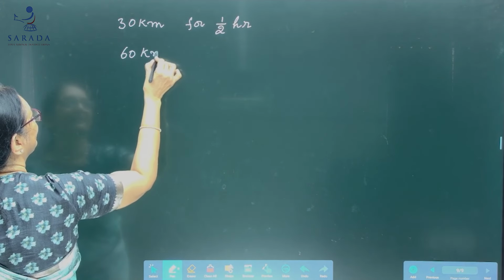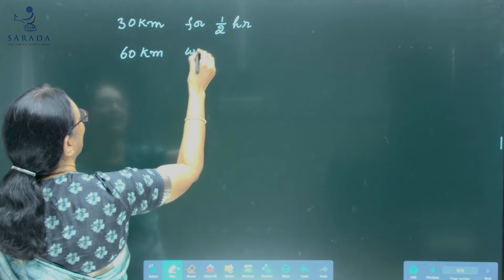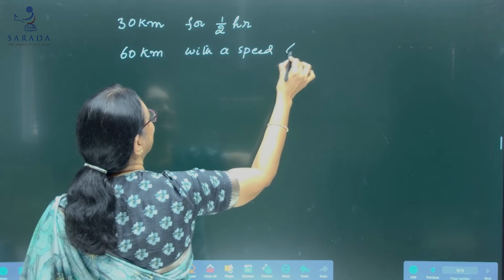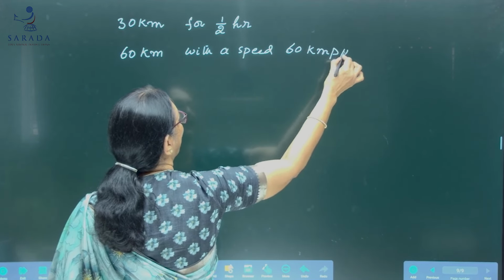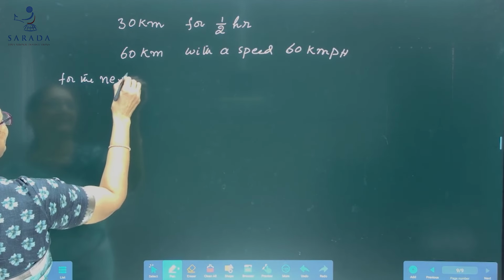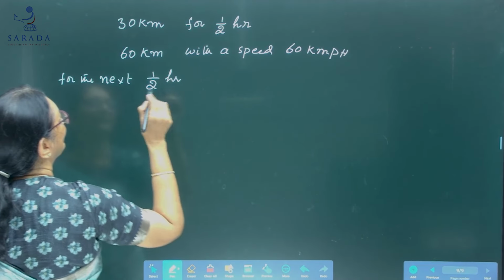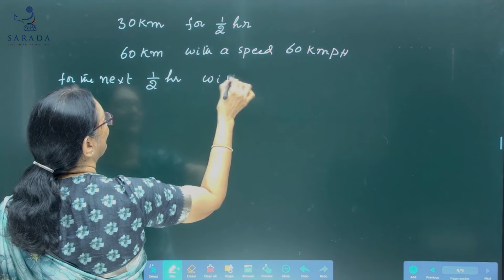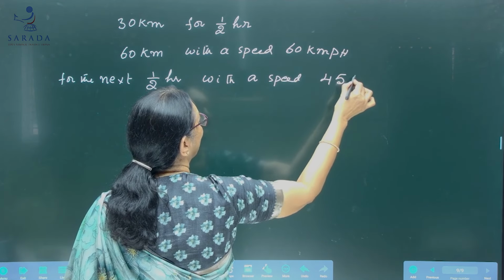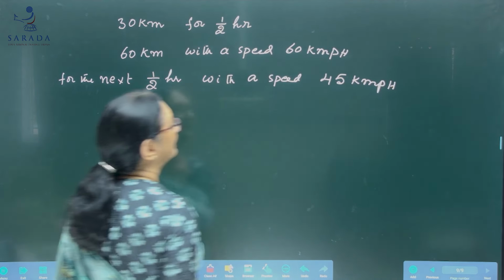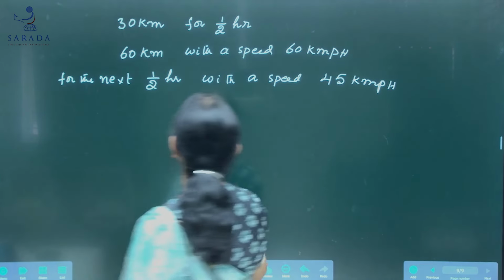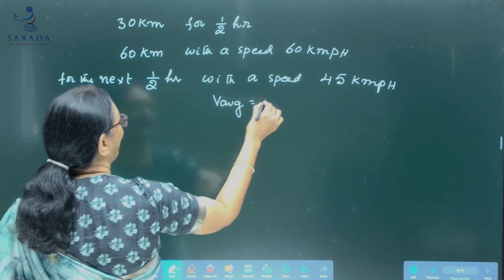60 kilometers with a speed of 60 km/h. And for the next half an hour, it travels with a speed of 45 kilometers per hour. Find its average speed.